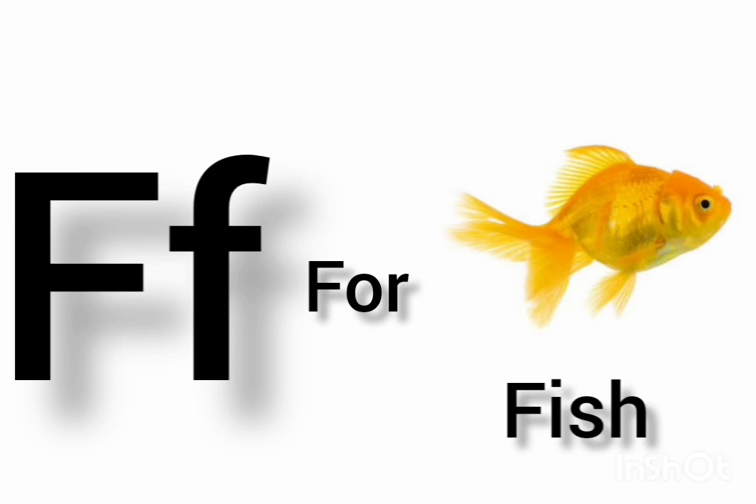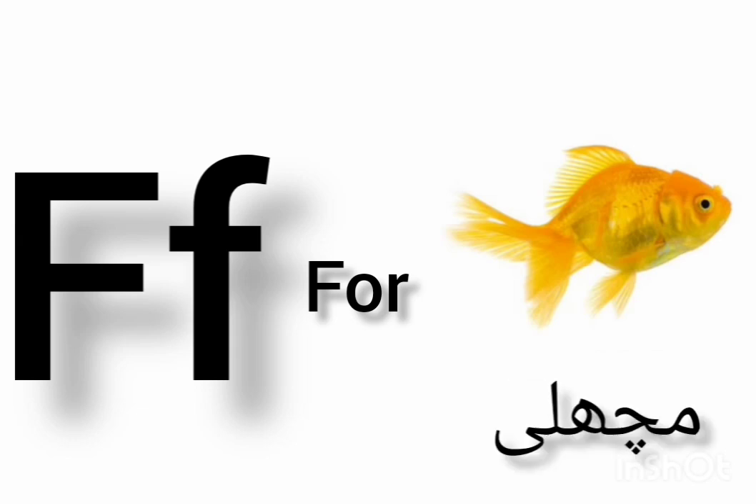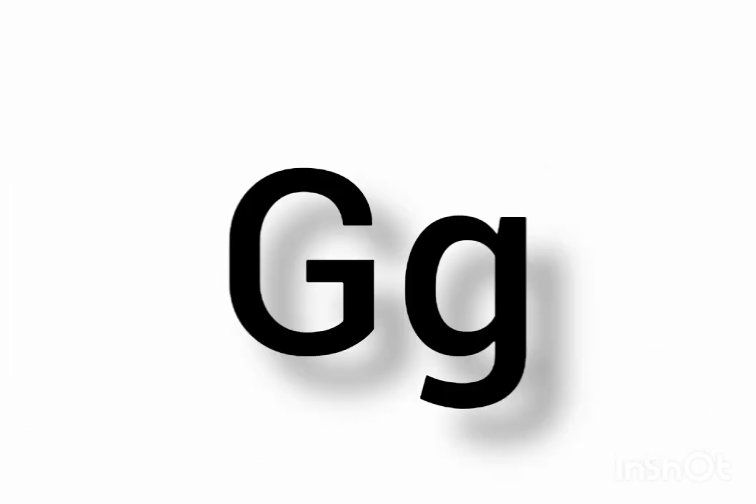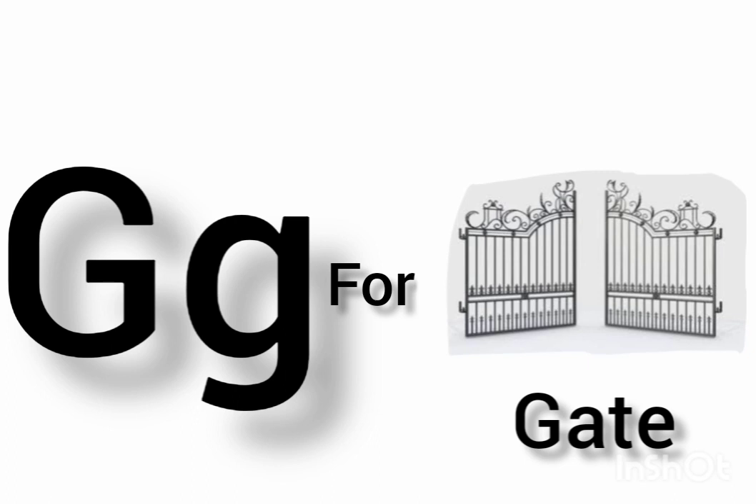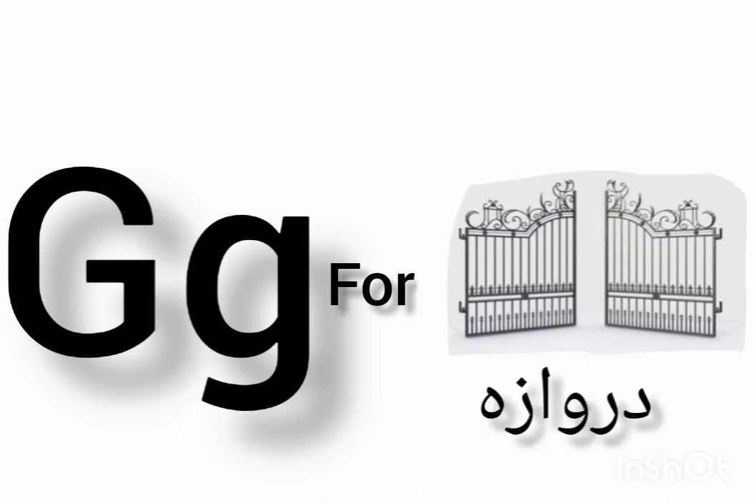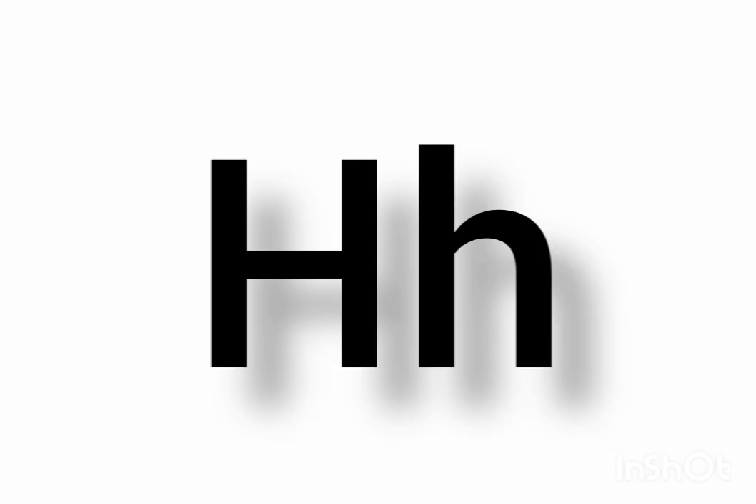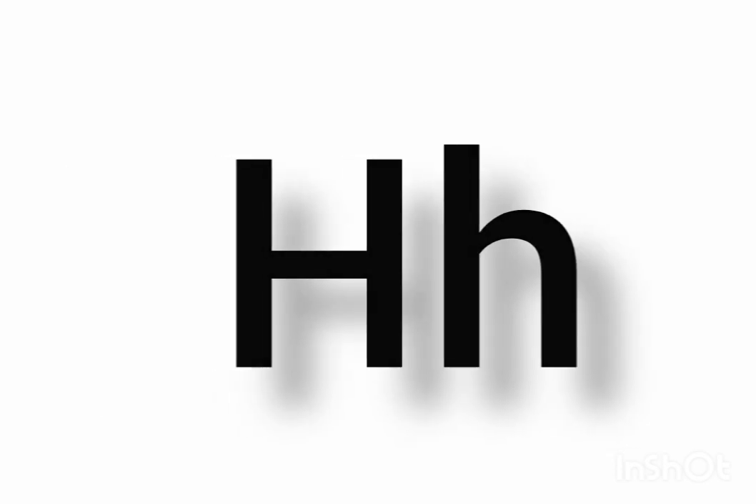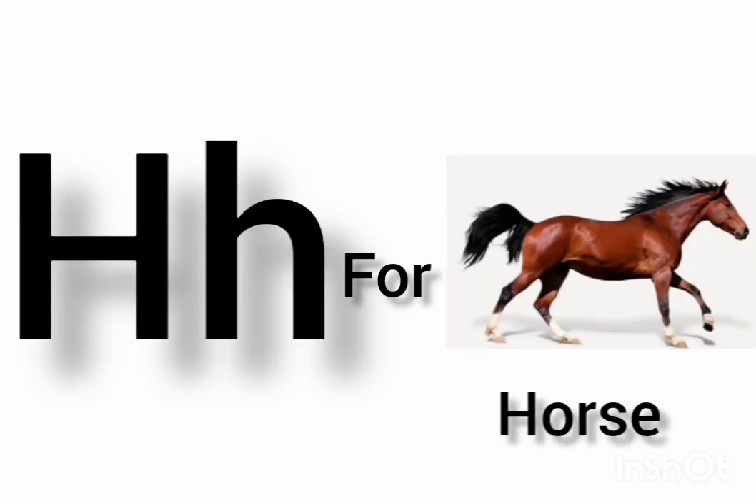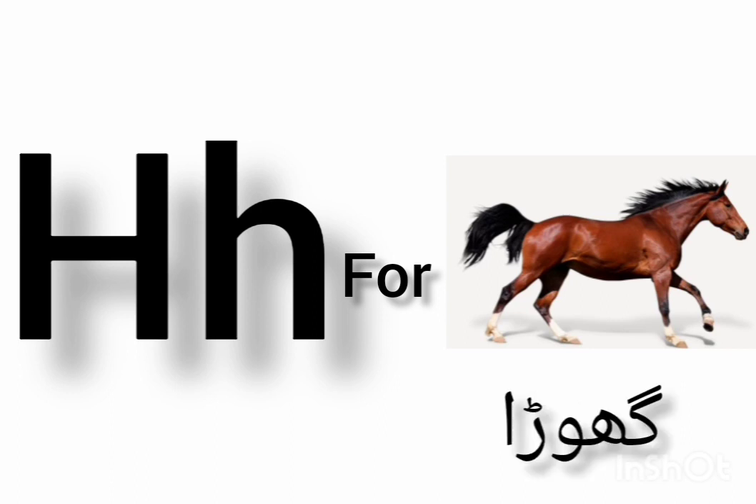Capital F, small f. F for fish. Fish means machli. This alphabet is called G. Capital G, small g. G for gate. Gate means darwaza. This alphabet is called H. Capital H, small h. H for horse. Horse means ghoda. This alphabet is called I.